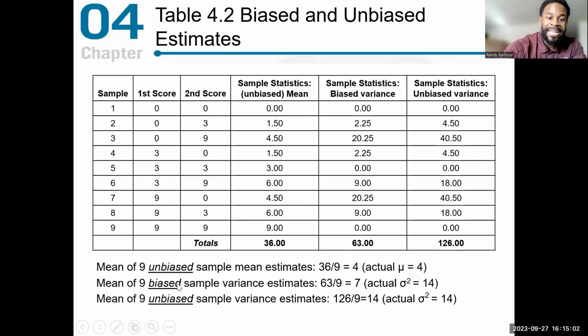For the biased sample variance, 63 divided by 9 gives me 7. The actual variance for the population is 14, so that's for the biased variance. For the unbiased variance, 126 divided by 9 gives me 14, which is the actual variance for the population. So the unbiased variance matches the actual population variance, versus the biased sample underestimating the variance. This is just explaining why we do the n minus 1, so that we get a more accurate representation of the population variance and standard deviation. It gives you the idea of how that happens and why it works the way it works.